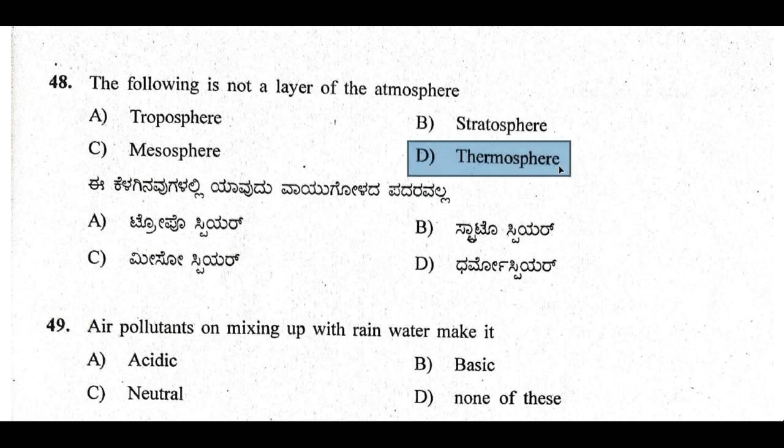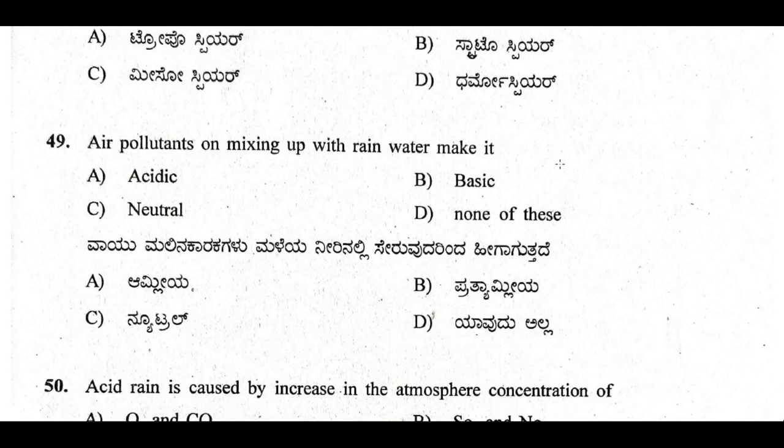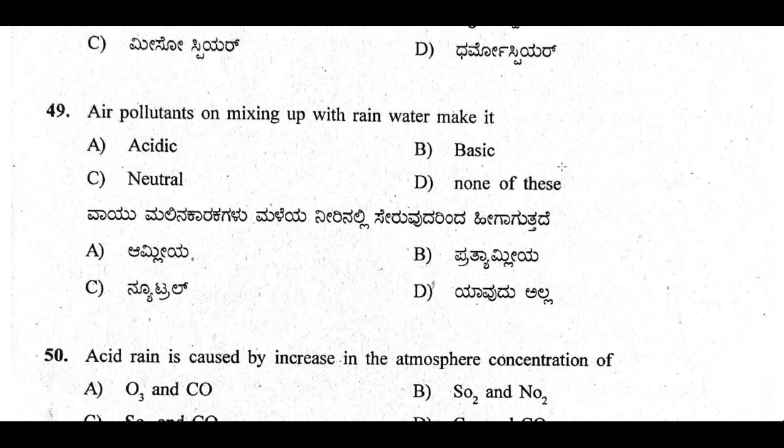Question number 49, air pollutants on mixing up with water make it? Option A, acidic. Option B, basic. Option C, neutral. Option D, none of these. The right option is acidic, because air pollution on mixing up with rain water makes it acid rain, and it is caused by a chemical reaction that begins when components like sulfur dioxide and nitrogen oxides are released into the air.